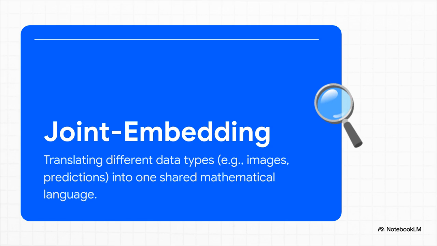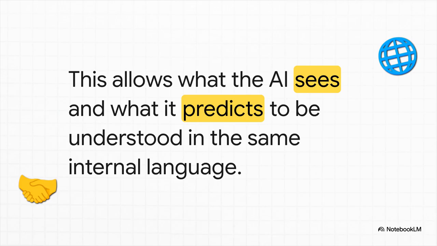All joint embedding really is, is a kind of universal translator that the AI makes for itself. It takes totally different kinds of information, like a picture it's looking at and a future it's imagining, and it translates them both into the same shared mathematical language. It's literally like the AI's own personal Rosetta Stone. You know how that stone let us finally translate between different ancient languages? Well, joint embedding does the same thing inside the AI. It lets the AI understand the connection between what it sees and what it predicts, because they're suddenly speaking the same language. It's what makes the whole system click.